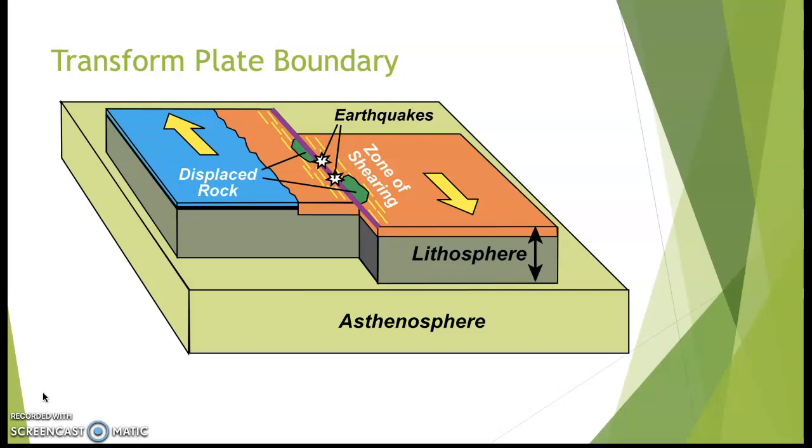When transform boundary occurs, two of the tectonic plates slide alongside each other, like it's shown in this image right here. When the movement happens, this causes a friction between them. Therefore, the plates cause an earthquake. This doesn't cause any new crust to form or volcanoes because no magma is involved.